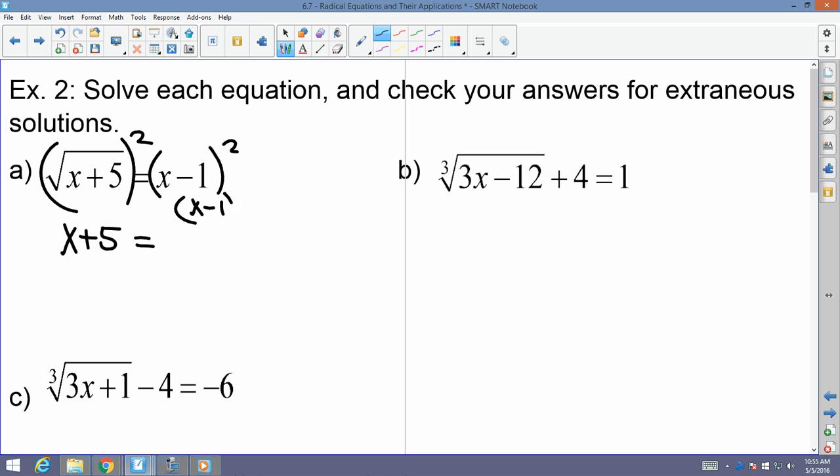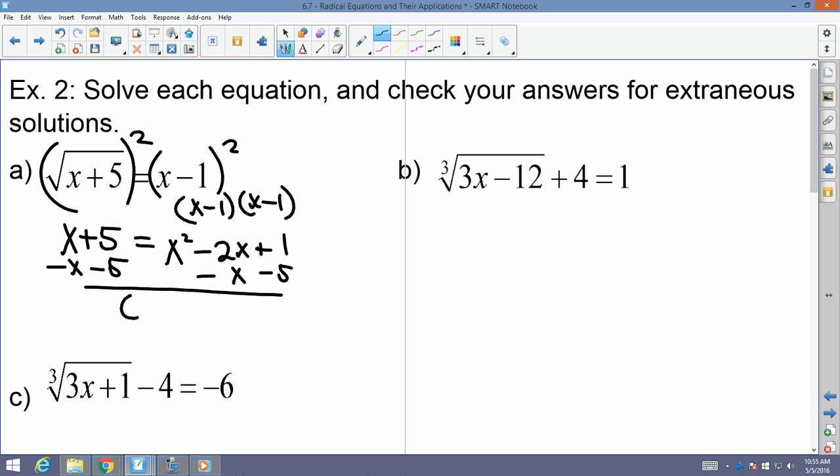This is x minus 1 times x minus 1, and you FOIL. If you want to go ahead and FOIL and do it the long way, that is fine. I'm not going to do it at this stage in the game. It's the first term squared minus 2 times the first term times the second term plus the second term squared. Now I'm going to subtract x and subtract 5 to both sides. So now I have 0 equals x squared minus 3x minus 4.